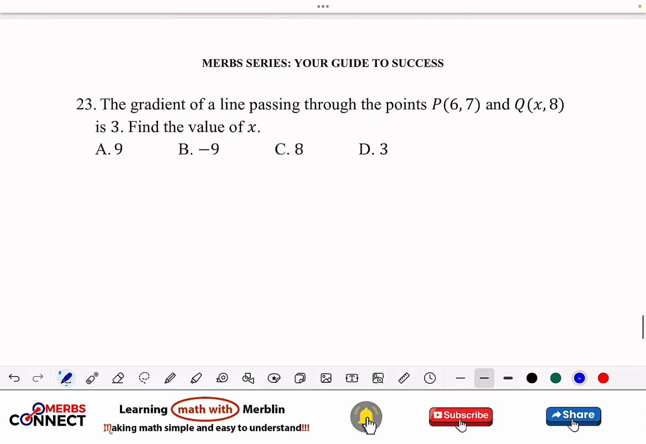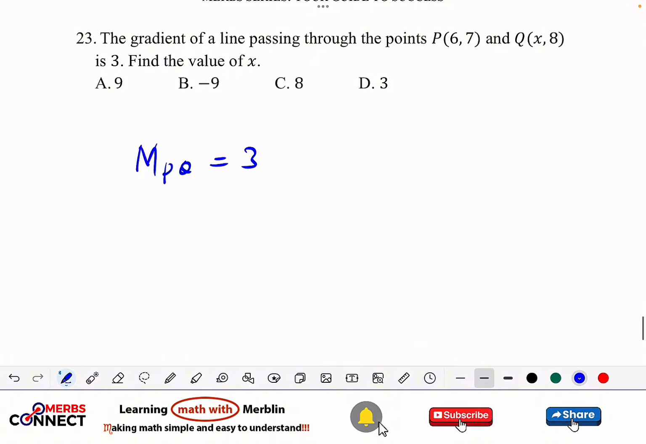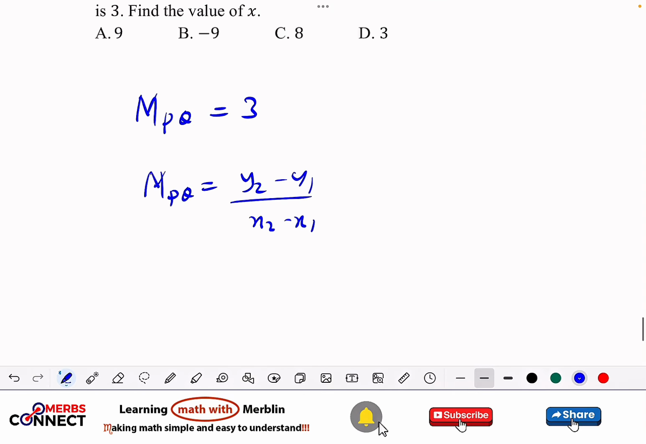Let's just finish it up. The gradient of the line passing through this is 3. So they've given us the gradient. Gradient of PQ is equal to 3. So let's now find the gradient. Gradient of PQ is equal to change in y divided by change in x. So the gradient is 3.